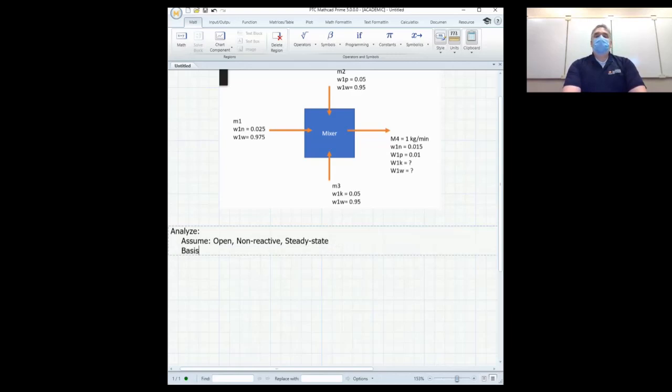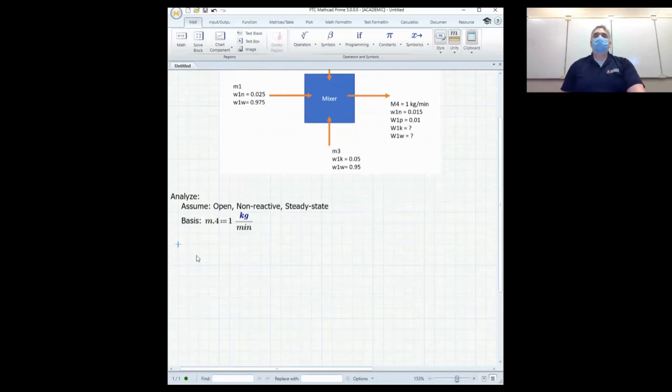Now we need a basis. Like I told you, I gave you the basis this time. Now I might, on the quiz, if I don't give you this number, you could set one just for purposes of doing the calculations. You can set that value, but M.4 here is going to be equal to 1 kilogram per minute as the basis.